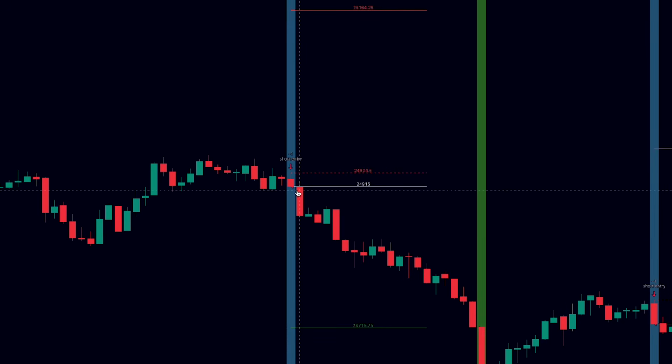So let's run through a couple examples here on the chart. So as you can see, we have an entry right here. This is a bearish engulfing candle with a high higher than the high of the last candle and a close lower than the low of the last candle.